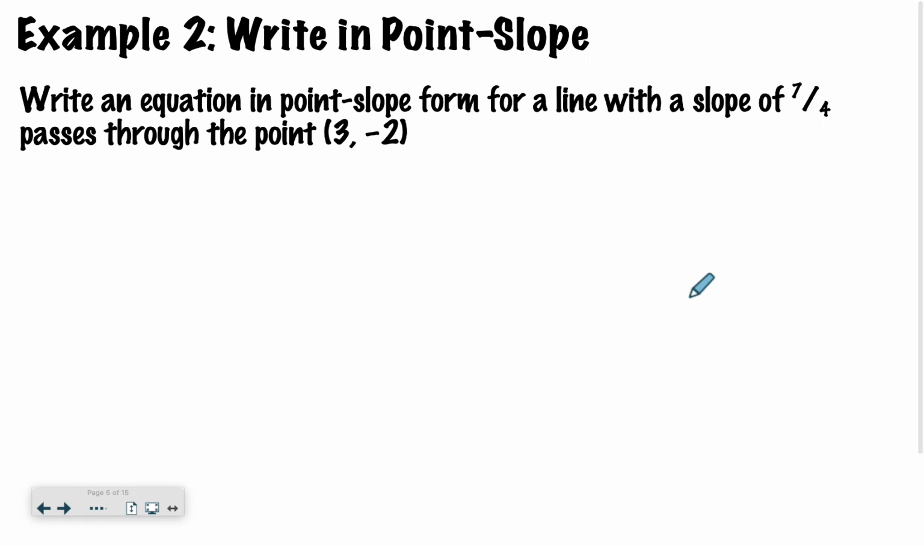Let's move on to example 2. Writing an equation in point slope form. Okay, so we have: write an equation in point slope form for a line with a slope of 7/4 that passes through the point 3, negative 2. So my formula, y minus y1 equals my slope times x minus x1. And that is something you want to memorize or make sure you write down on your note card.